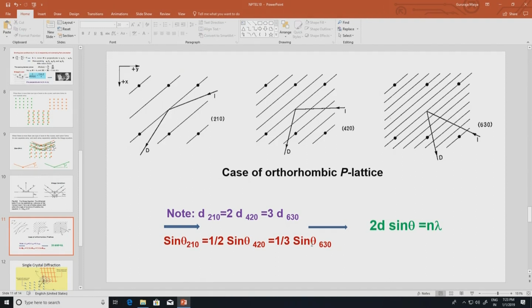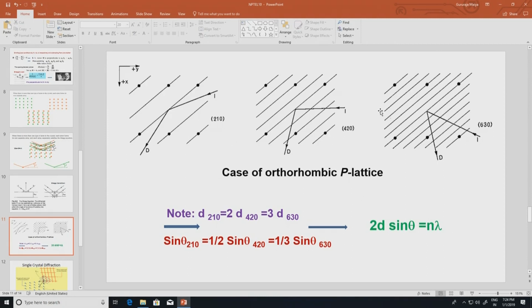So, this means that if we consider the order of the reflection, let us say 210 as n equals 1, 420 as n equals 2 and 630 as n equals 3, then the value of n comes up here. We therefore have 2d sin theta equals n lambda. This is the general expression which you find in many textbooks. So, where does this n come from? n comes from the fact that there are orders of reflections: n equals 1, n equals 2, n equals 3 and so on.